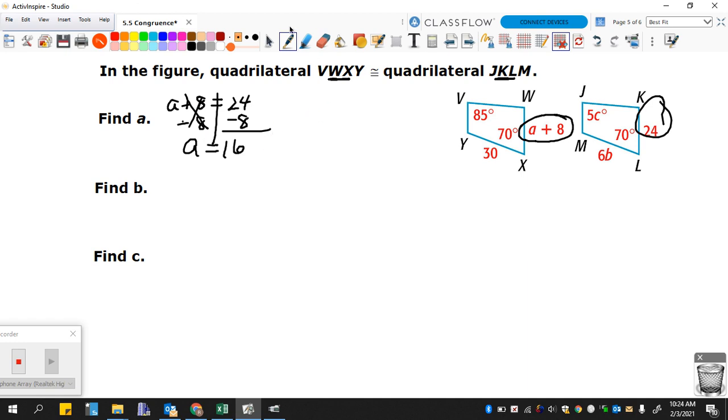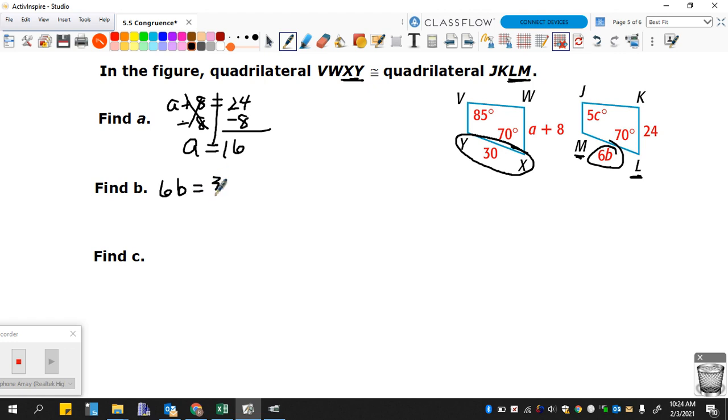Then it says to find B. B is ML, which is the same thing as LM. That's the last two, so that's XY. XY is 30. So we have 6B is equal to 30. Solve it by dividing by 6, and B is equal to 5.